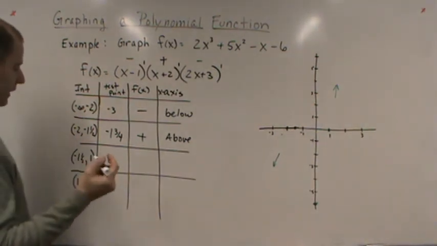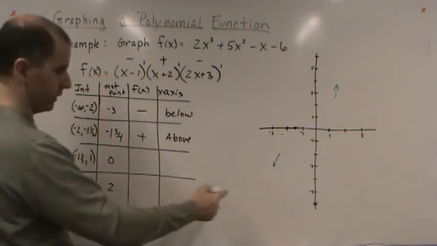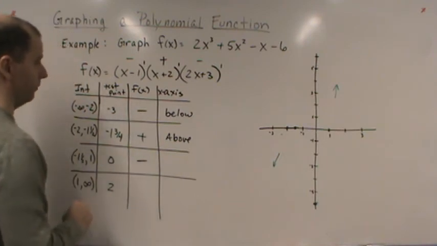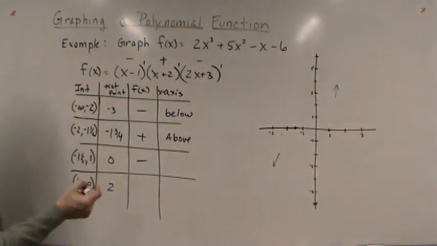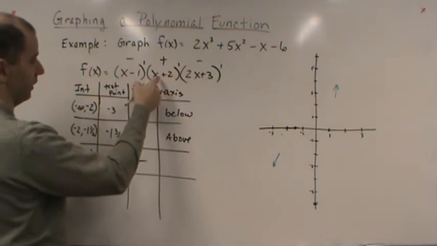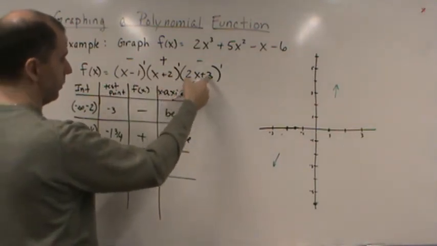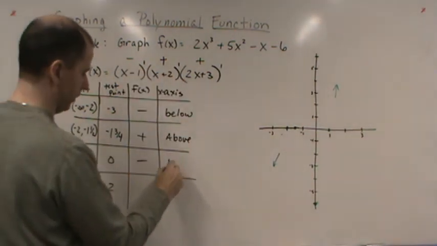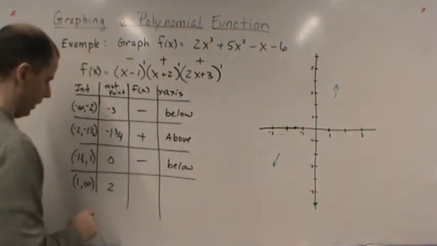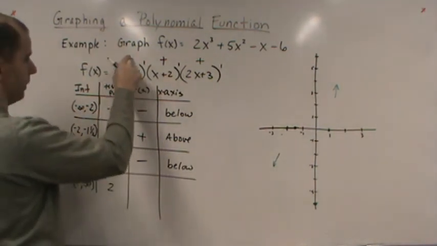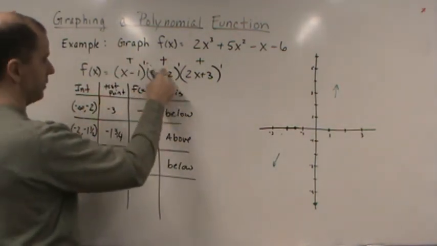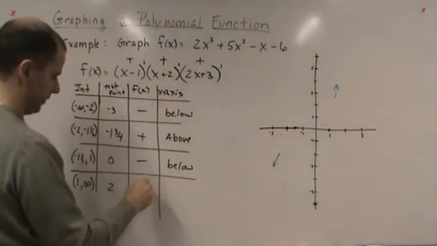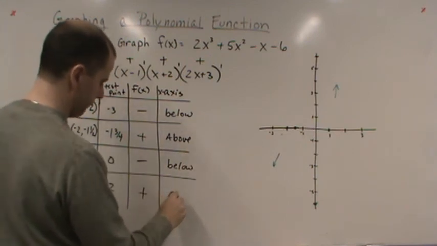I plug in 0, I'm going to get negative 6. That's an easy one, that's our y-intercept. So we're obviously below the graph on that one. If you want to see, with 0, this is going to be negative, this is going to be positive, this is going to be positive, and so it's going to be negative, and so we're going to be below. And then finally, if we stick in 2, 2 is going to make this positive, 2 here is going to make this positive, and positive 2 here will make this positive. So that means all positive, so I'm going to be above.